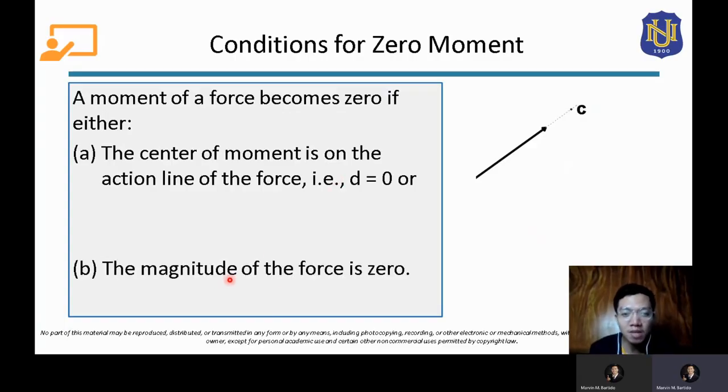And also, if the magnitude of the force is 0, even if you have a perpendicular distance, again, your formula is moment equals force times d. So if your force is 0, that will just give you a 0 moment. So these are the cases where the magnitude of your moment is 0.